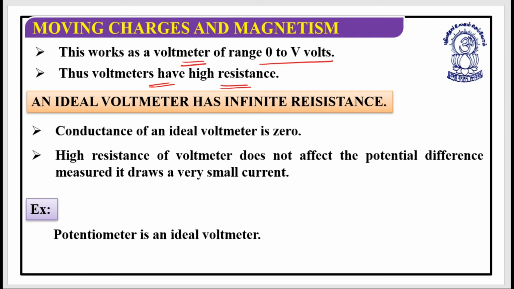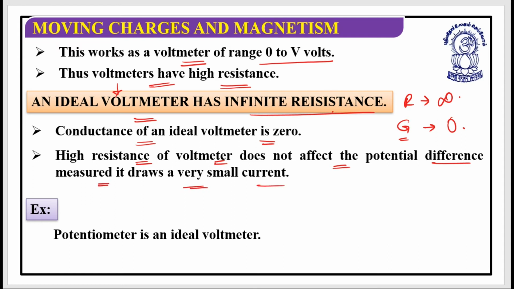Always remember that a voltmeter has a higher resistance. When I talk about the ideal voltmeter, we can say that an ideal voltmeter has infinite resistance, and when resistance is infinite, the conductance, which can be represented as G, would be 0. So the conductance of an ideal voltmeter is 0, and we are ensuring that the higher resistance of the voltmeter does not affect the potential difference measured by it, and it draws a very small current. I hope this is clear.